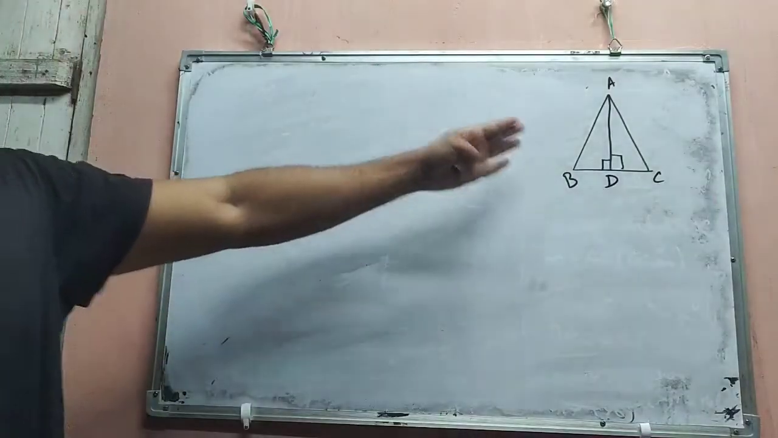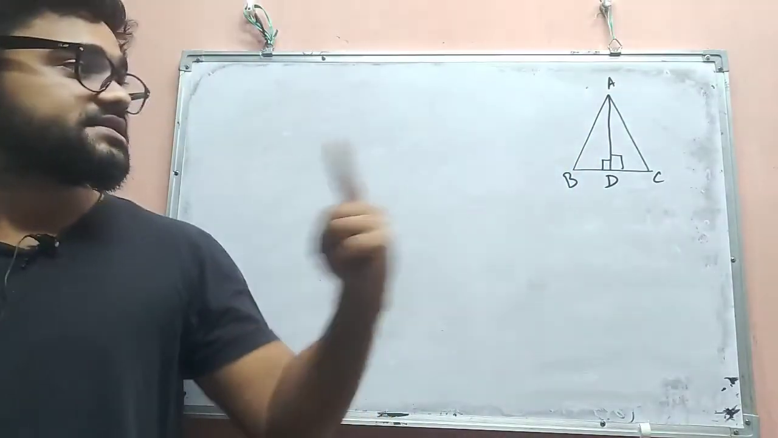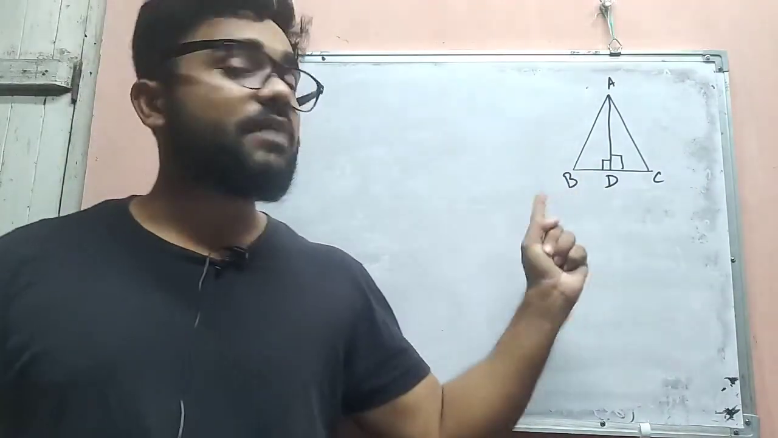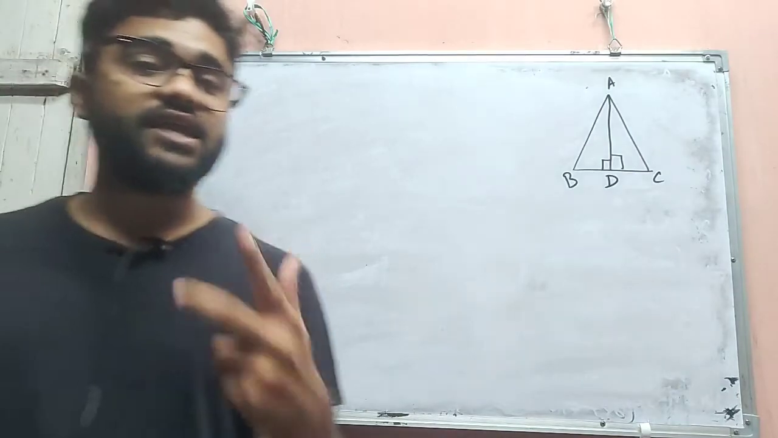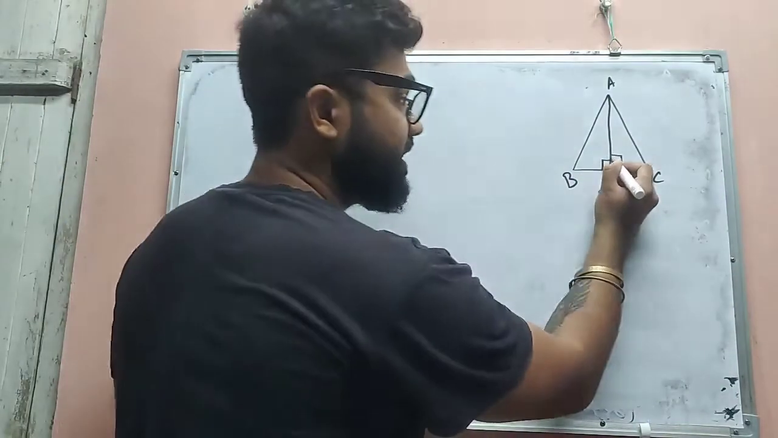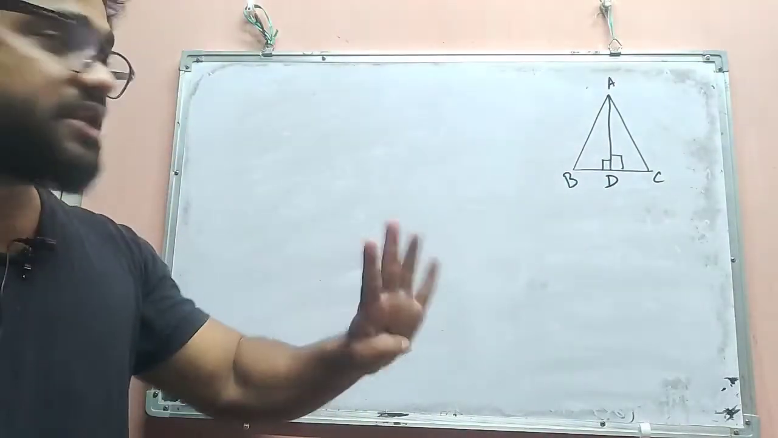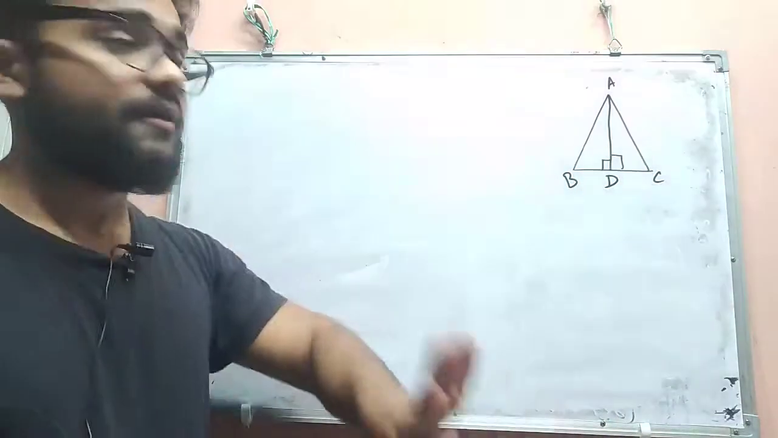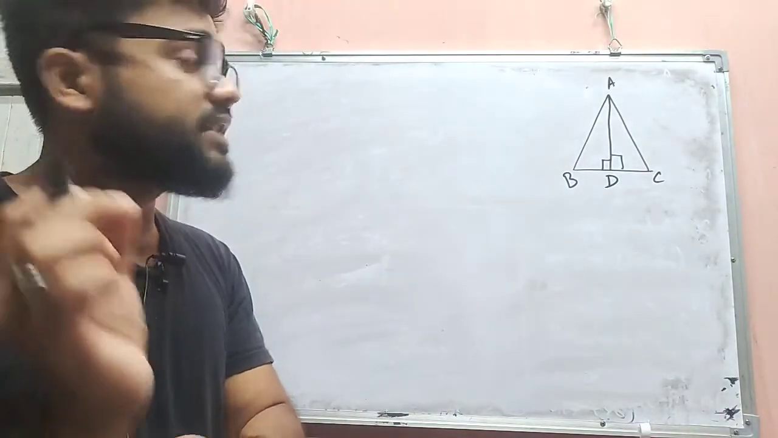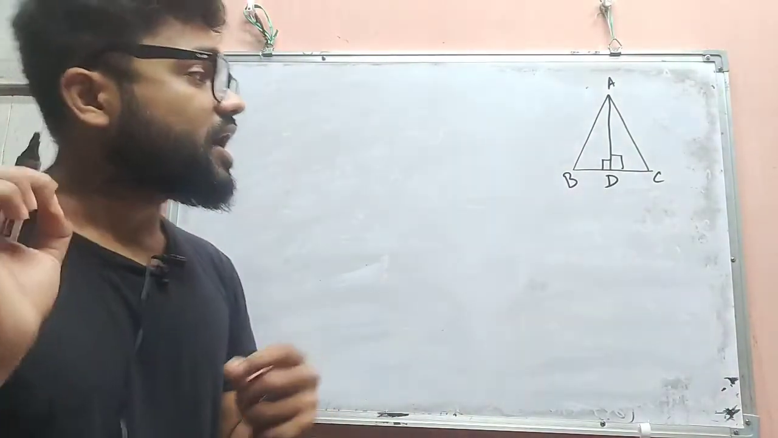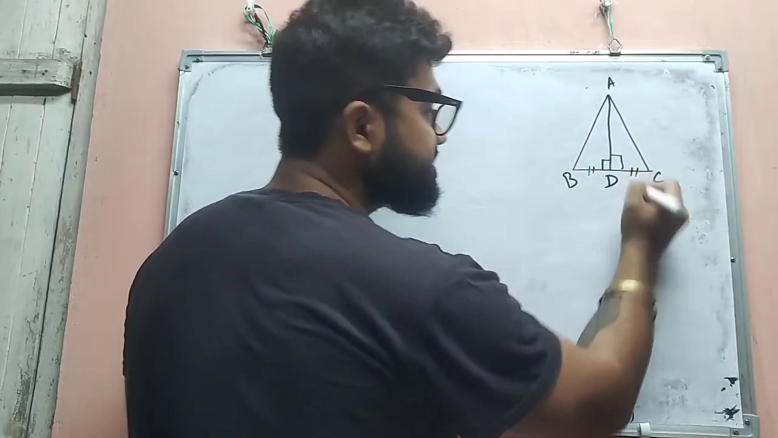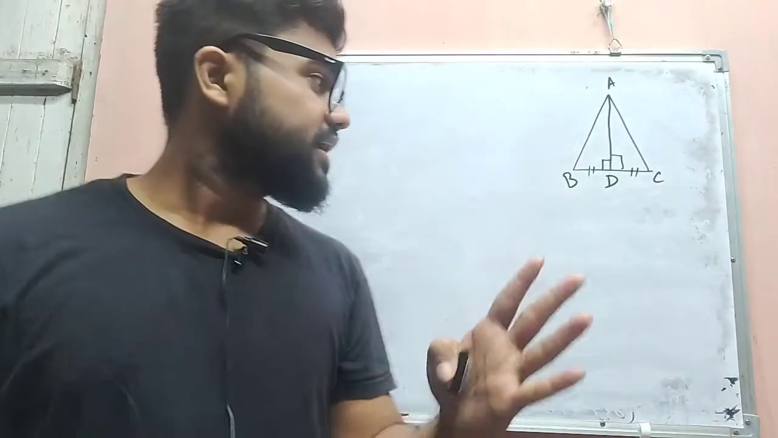So in this question we have been given a diagram. What is given? ABC is a triangle, and it is given that AD is the perpendicular bisector. As AD is the perpendicular bisector, it will make a 90-degree angle, obviously, because it is a perpendicular. But there is one more word in the question: it is a bisector. Bisector means it will bisect the side BC.